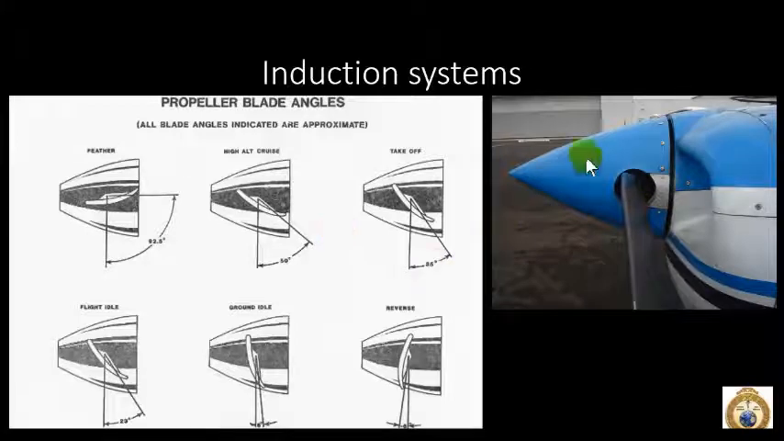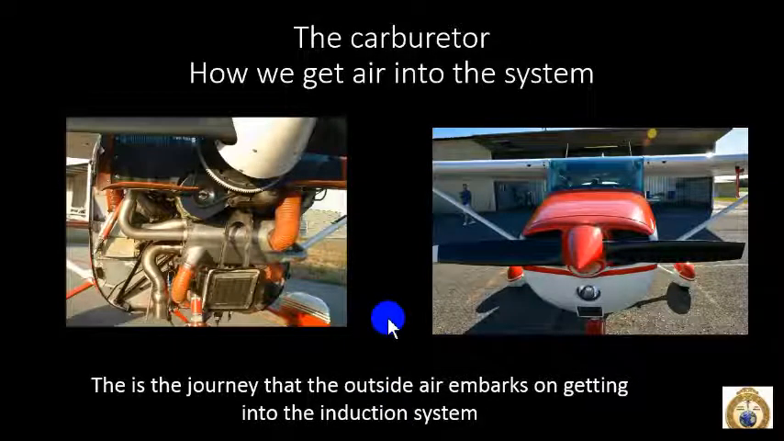And here I wanted to introduce the constant speed propeller. This propeller actually rotates inside this hub. It turns, and we can see this represents the propeller blade. So we can see the different angles that this blade can assume. We have takeoff, high altitude cruise, feather, flight idle, ground idle, and even reverse thrust, which is pretty neat.